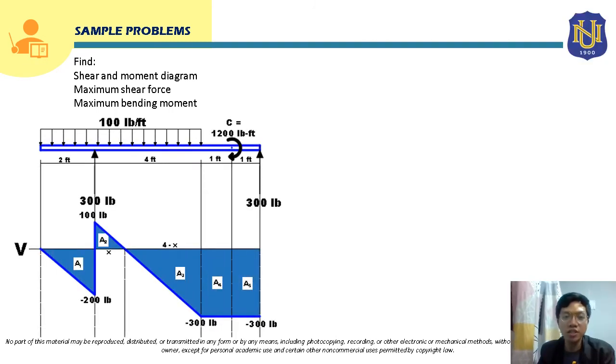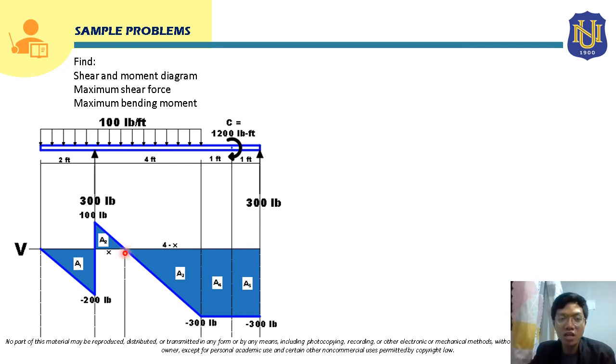So from the shear diagram, for the moment, now we are going to use the area here in the shear diagram. Let's say at this point we are going to use this area 1. At this point there's an area here, area 2. And then this triangle will be the area 3. This rectangle will be the area 4. And this rectangle will be the area 5.